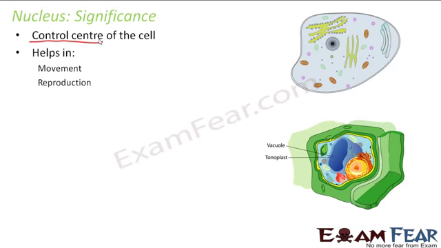So we will look at the function of the nucleus in detail, but for now you should know that because of these two very important functions, nucleus is often known as the control center of the cell or the brain of the cell.